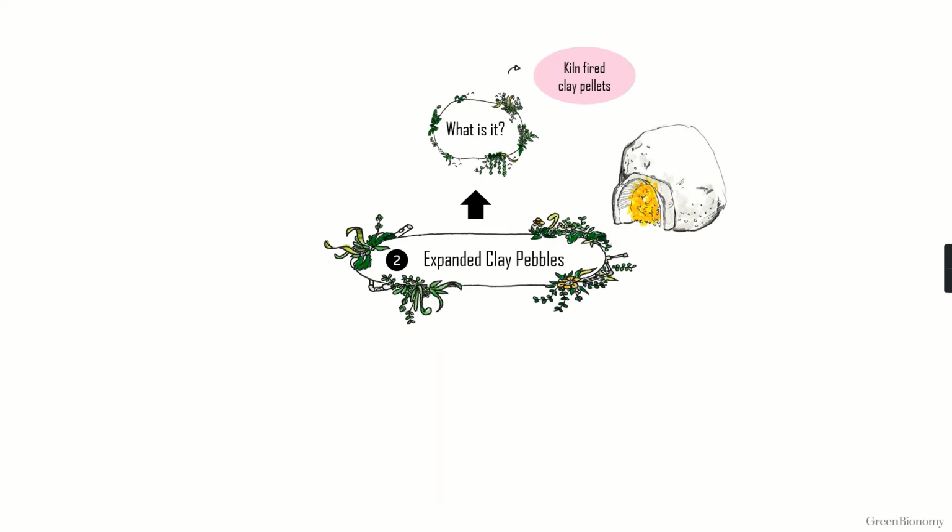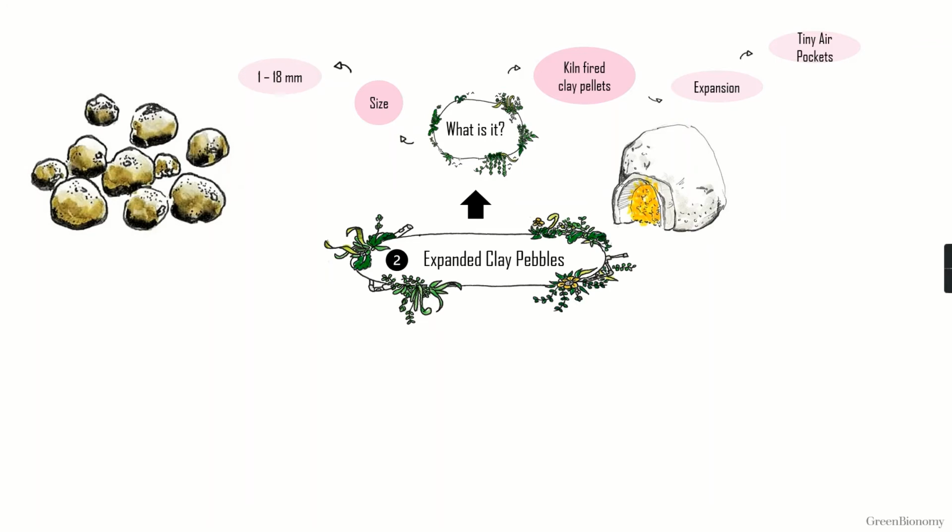So they take the clay pellets and put them in it, and this process makes the pellets expand, and that creates these tiny air pockets you can see in the clay pebbles, and that's also why they're called expanded clay pebbles. It also comes in different sizes, from 1 to 18 millimeters, and that's pretty much how it looks.